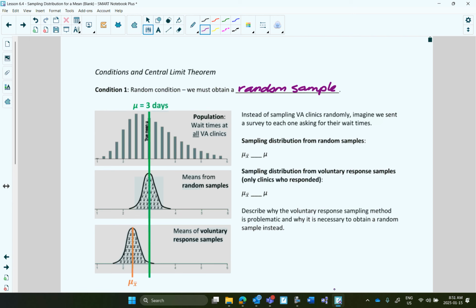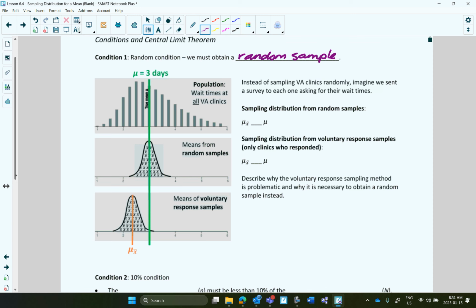So if we assume this is the population distribution of the mean wait days, and then we took a whole bunch of samples, we would expect it to look like this, centered around the same as the population mean. Okay? But if we use a voluntary response sample, let's say we sent out a request saying, send us your average wait times. That makes it voluntary response. That's bias, right? Chances are we're going to get something like this, where the mean wait days is actually going to be less.